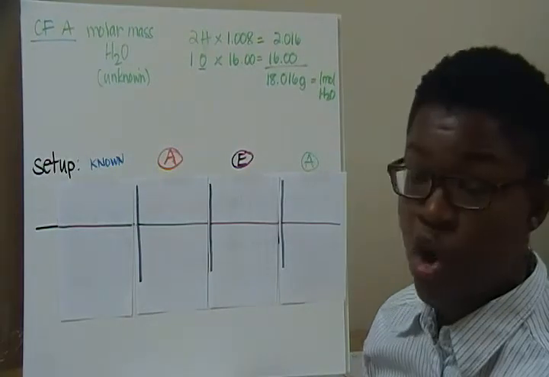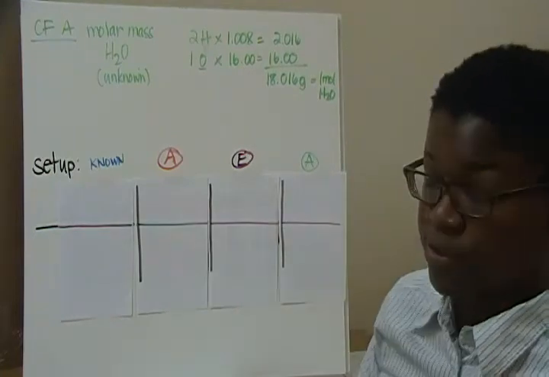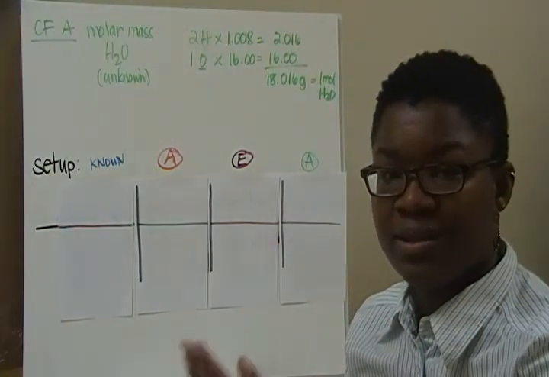Our setup, we know, is going to be a known with 3 conversion factors. How do we know that? Because it takes 3 different routes to get to our end.